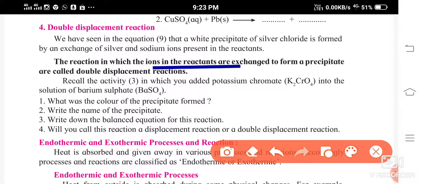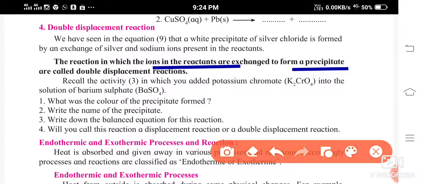The ions in the reactants are exchanged, isn't it? Yes, so to form a precipitate. We saw a white color precipitate had been formed. I showed you the activity also. If you go back to the video, you will be able to see that.